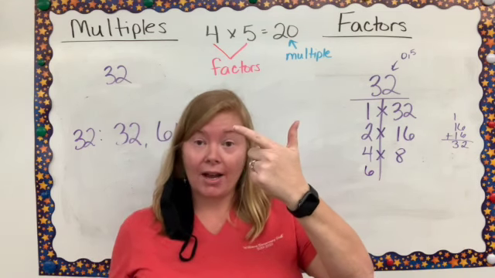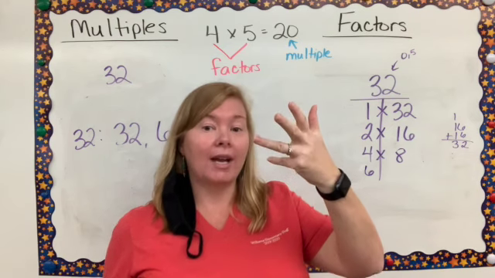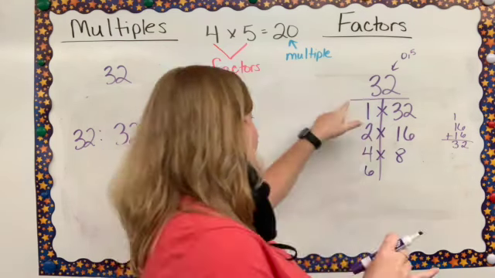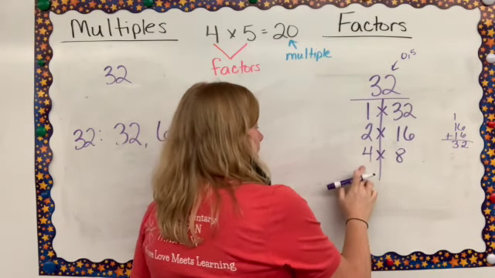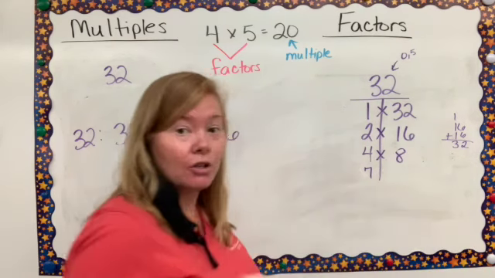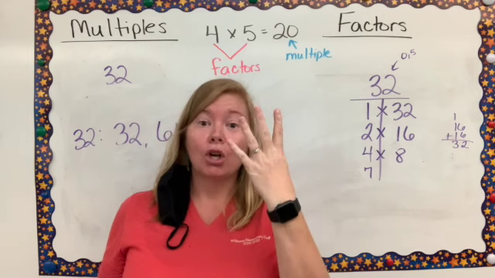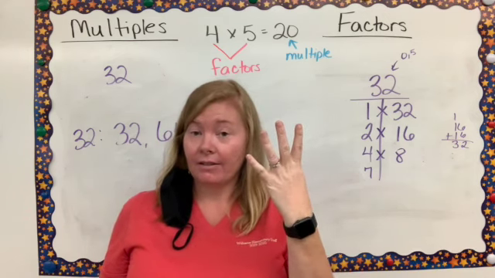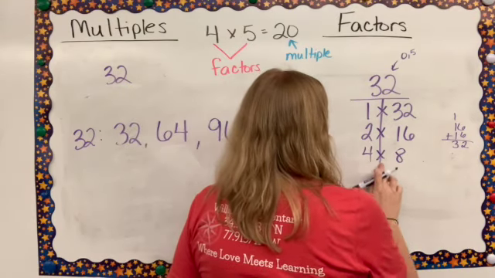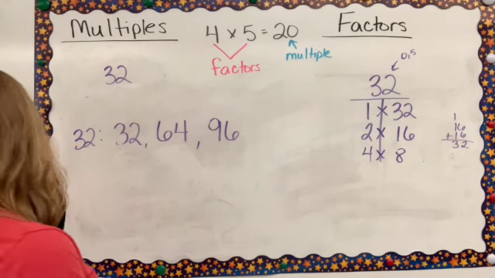6, 12. What comes next? 18, 24, 30, 36. I skipped over it. 6 doesn't work. The last number I can try is 7 because there's 8. So I'm going to test 7. 7, 14, 21, 28, 35. Nope, skipped over it. So that means I am done. Those are my factors for 32.